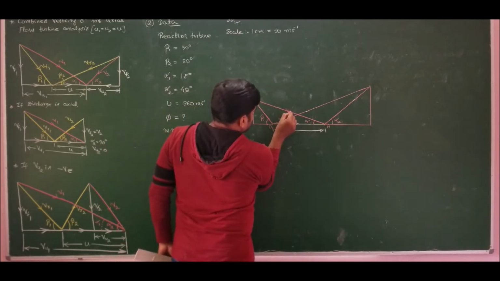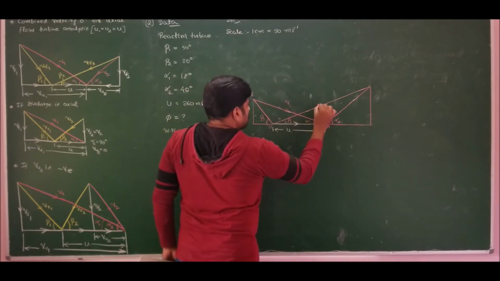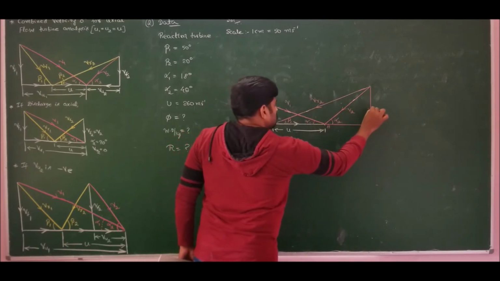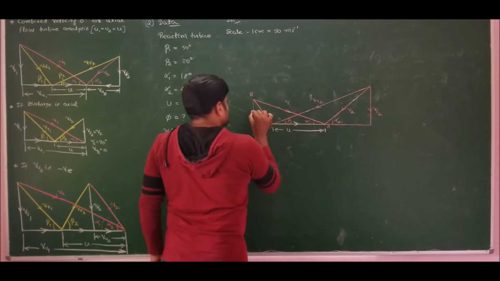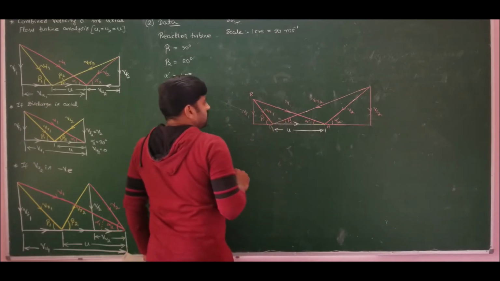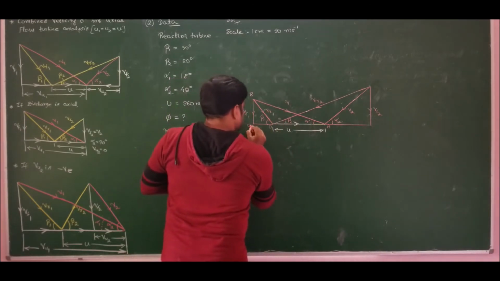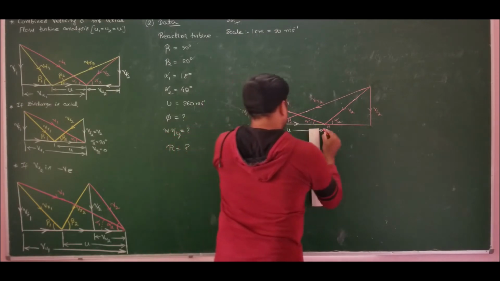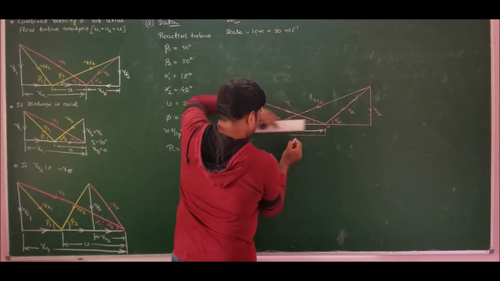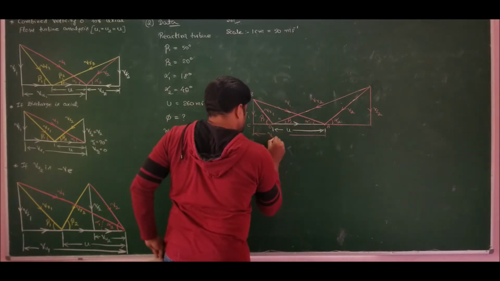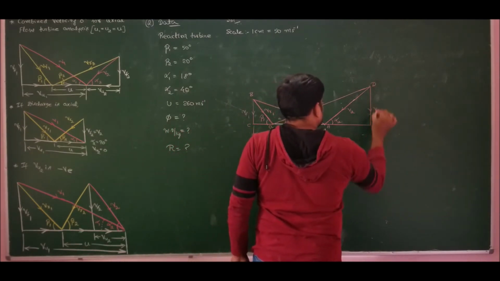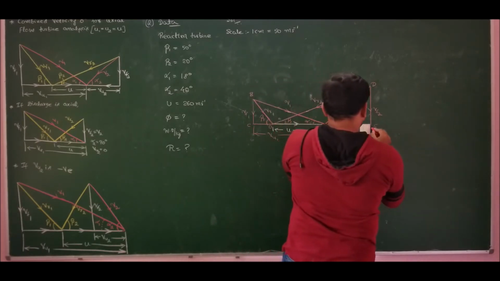So this is nothing but V1, VR2, V2, VF2, VF1 and VR1. Now C to A is VU1, similarly AE is VU2.